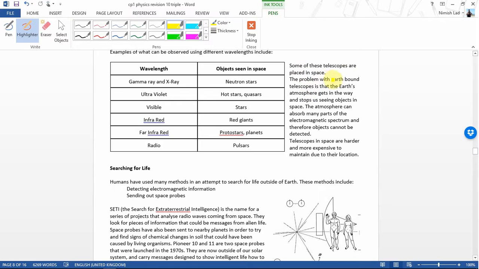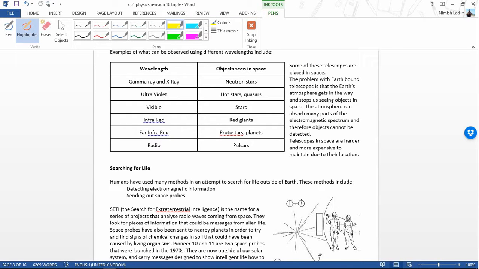The problem with earthbound telescopes is that the Earth's atmosphere gets in the way and stops us seeing objects in space. The atmosphere can absorb parts of the electromagnetic radiation, and therefore objects cannot be detected. So the problem is the atmosphere is getting in the way. It's stopping us from observing, say, ultraviolet and looking at stars in the ultraviolet part of the spectrum. Telescopes in space, though, are harder to maintain and they're more expensive due to their location.